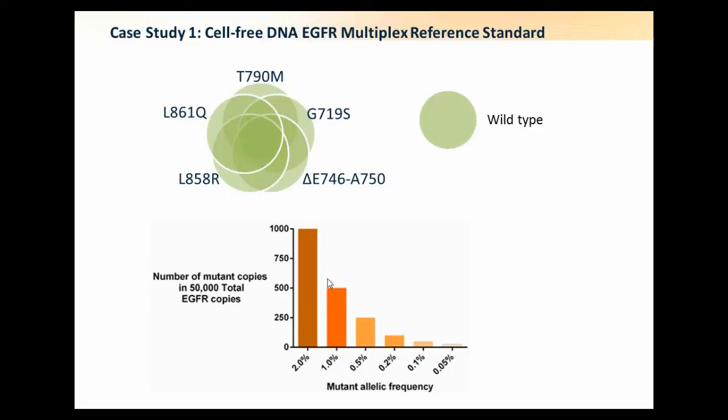So for case study number 1, as you can see here on the top left, we have 5 different EGFR SNPs and a deletion that was diluted in 6 different formats, as you can see in the graph below. So we have 6 formats with different allelic frequencies, ranging from 2% down to 0.05%. And what you can see here is the digital PCR results of the total copy number of the mutant copies that were called in a total of 50,000 total EGFR copies.